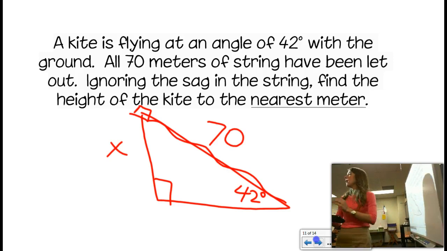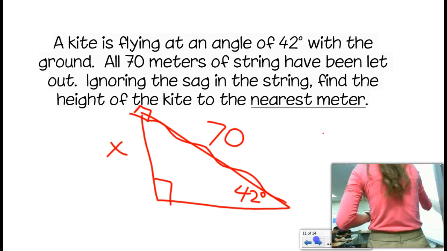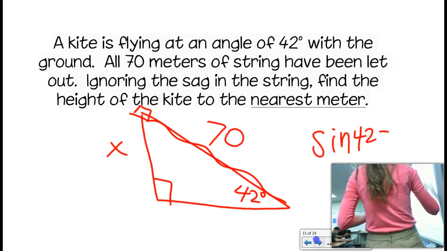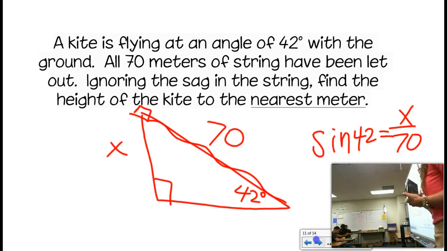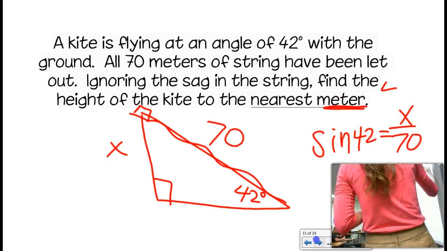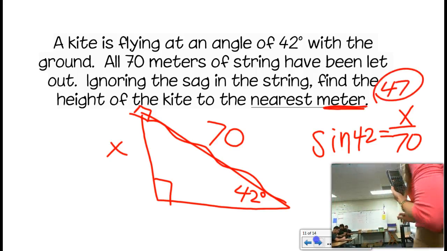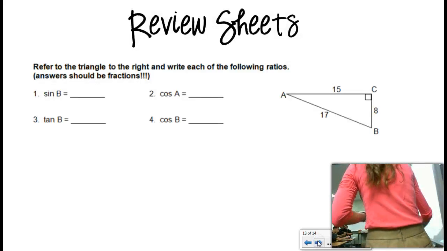Right here. Kaylee, sine, cosine, or tan? Sine, very good. Sine 42 equals opposite over hypotenuse. Austin, multiply or divide? Multiply, thank you. 70 times sine 42, and you get 46.8. So 47, if you're rounding it to the nearest meter, like it says in the directions. 47 meters. Okay. We've already done that one.